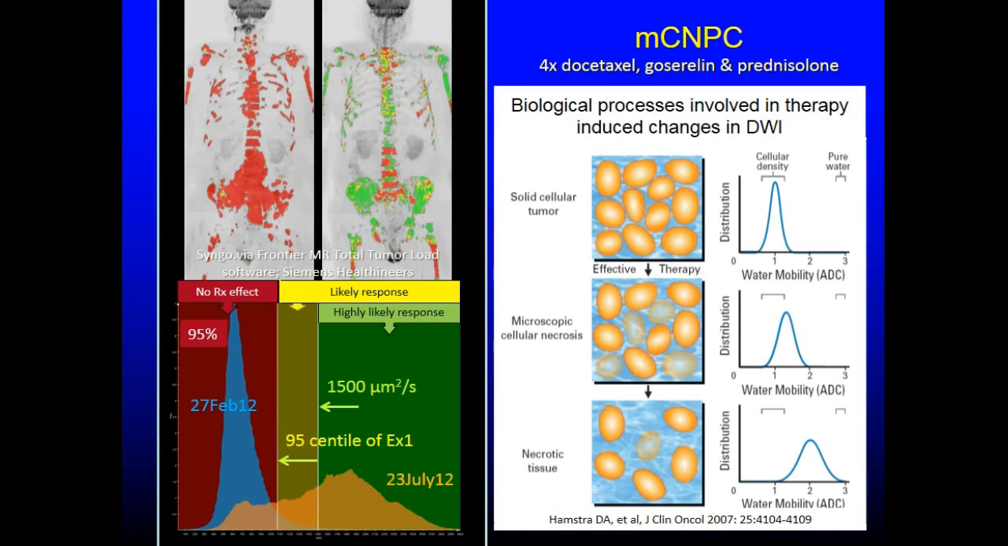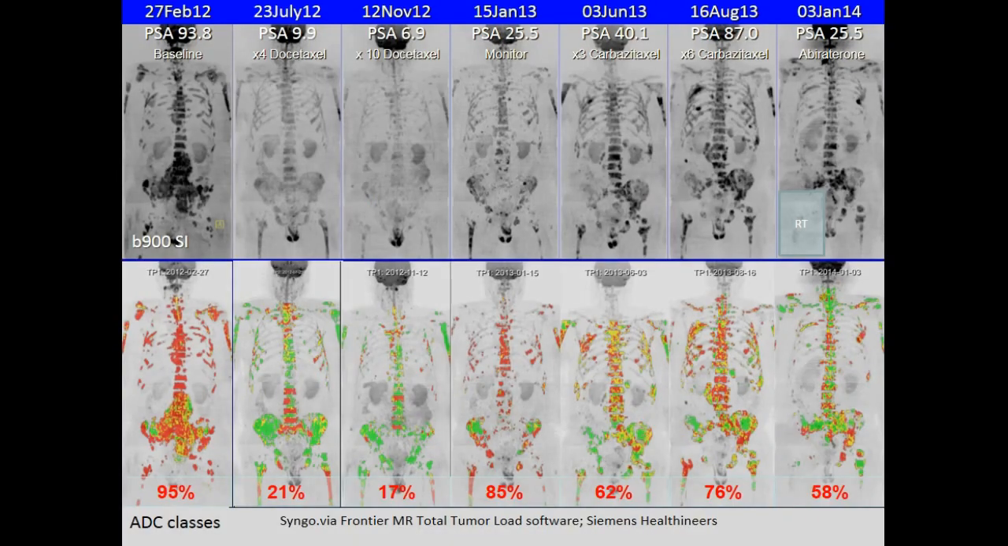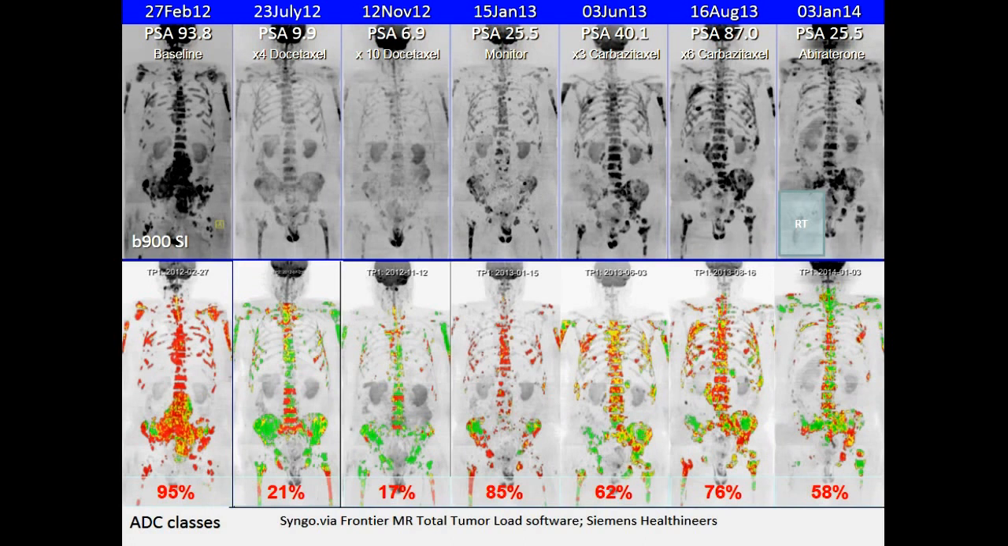Before treatment, you can see this is 95%, and then we can see what the proportions are that are likely to be responding and highly likely to be responding, depending on the thresholds chosen. So the same patient was followed over time, and you can see that on the second examination that I already showed you, 21% of the tumor is in the active range.